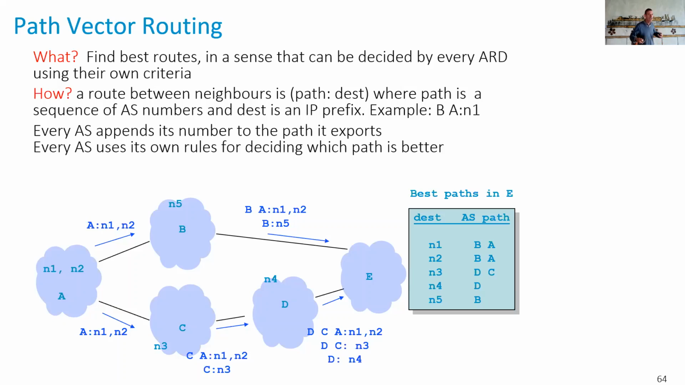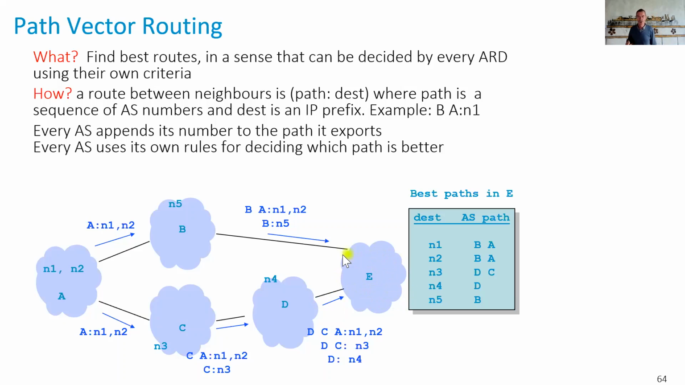BGP accumulates the path, in contrast to systems like OSPF, where OSPF will care only about the distance to a destination. Here, E knows not the distance to N1, so it has two choices. It can go via the top link or the bottom link, but here we don't care about the distance, but the path. So E knows that in order to go there, I have to go via B, and in order to go to that destination, I have to go via D and C.